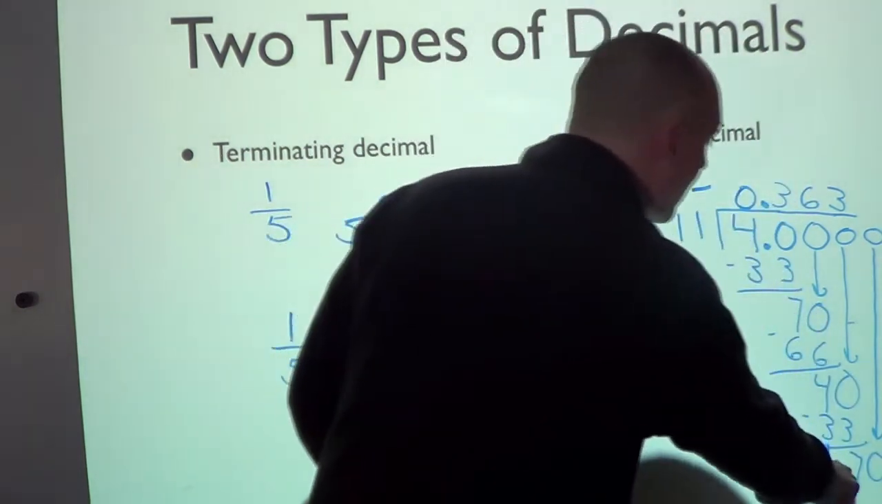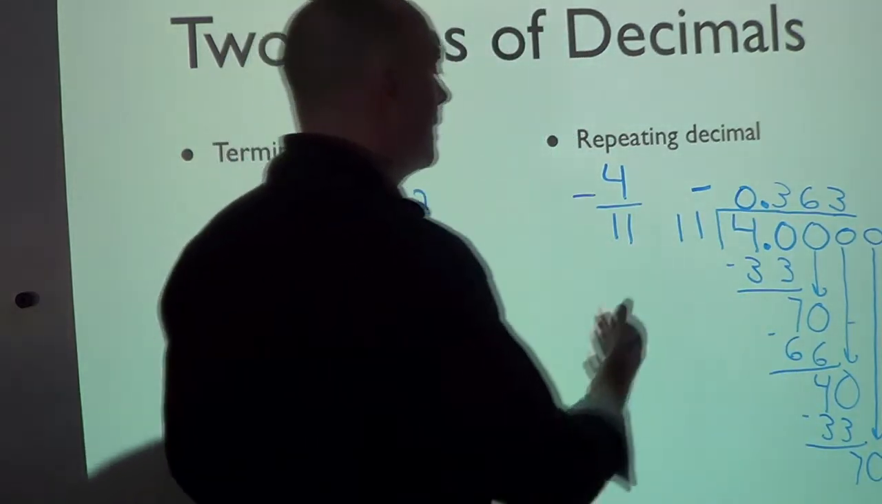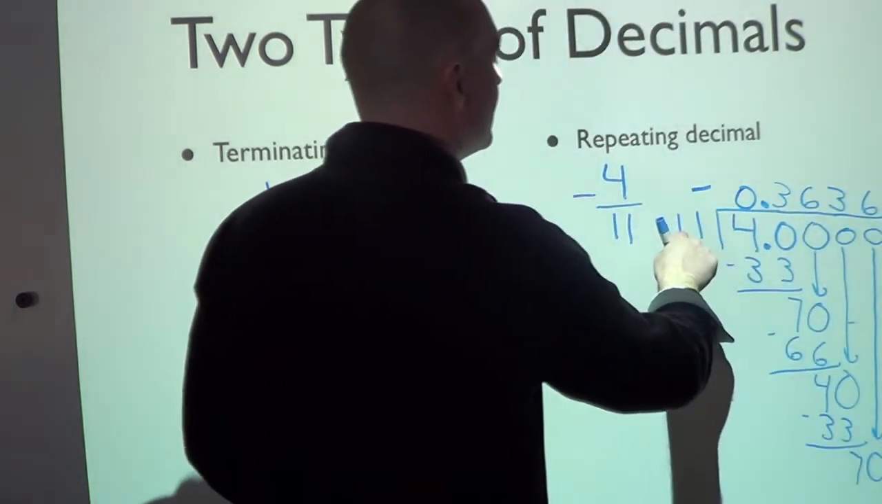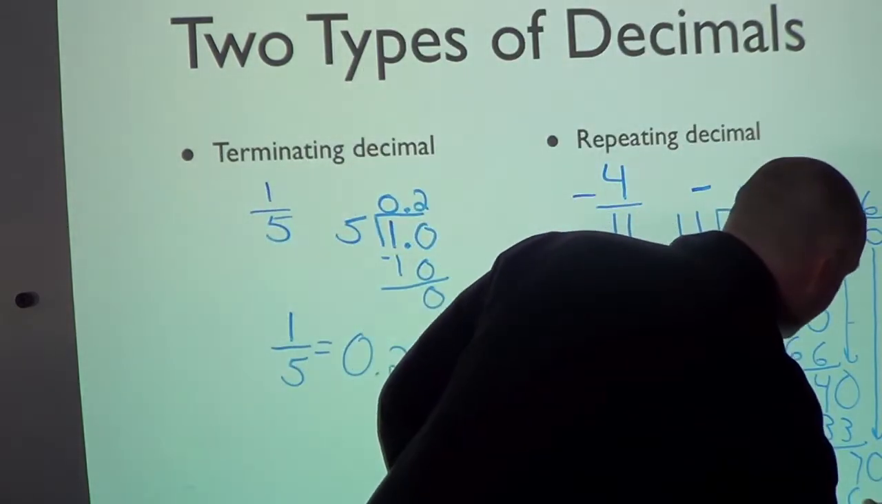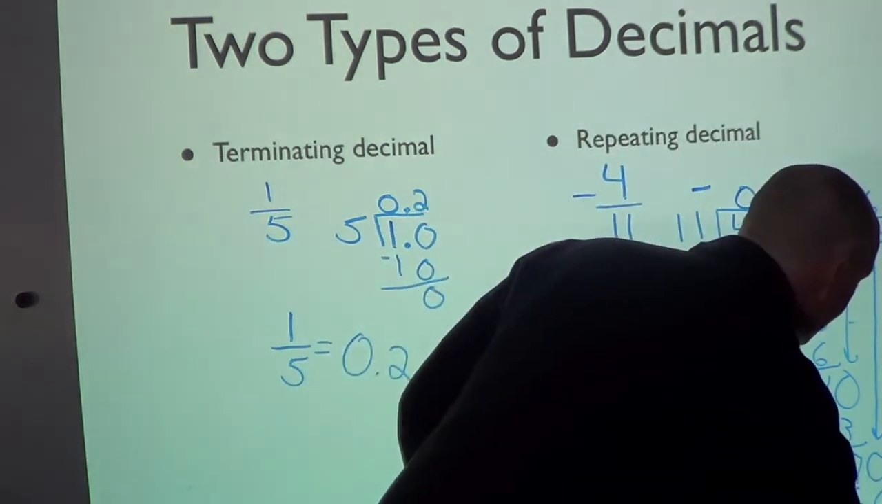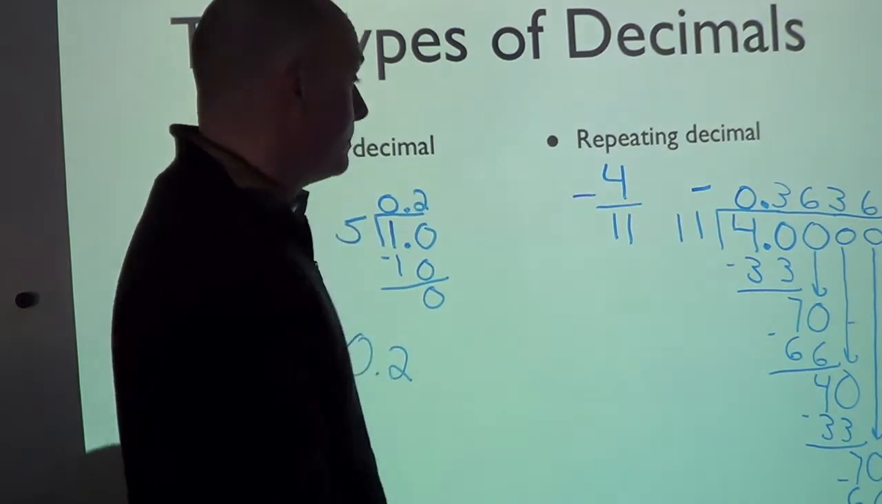How many times can 11 go into 70? Well, we just did that up here. It can't go in evenly, but the closest it can is 6. 6 times 11 is 66. Subtract. 70 minus 66 is 4. I think we see a pattern.